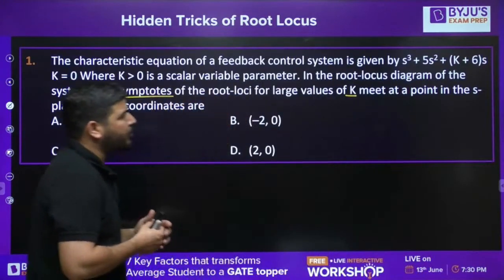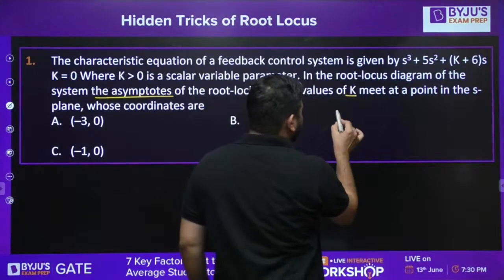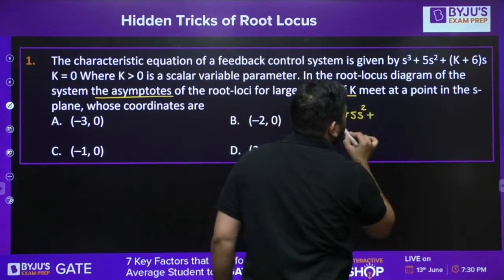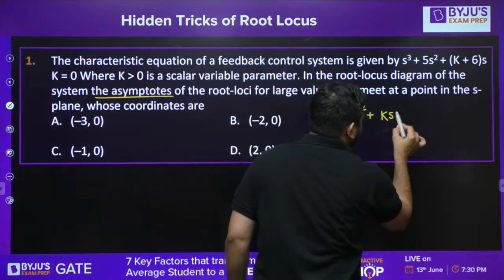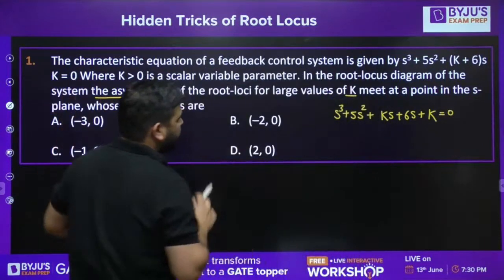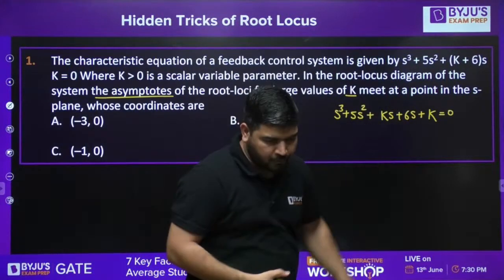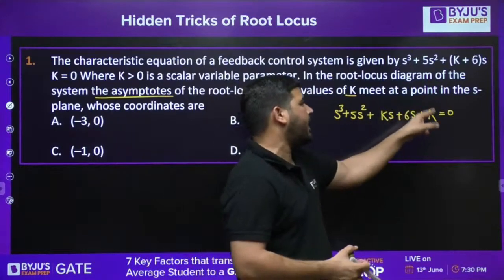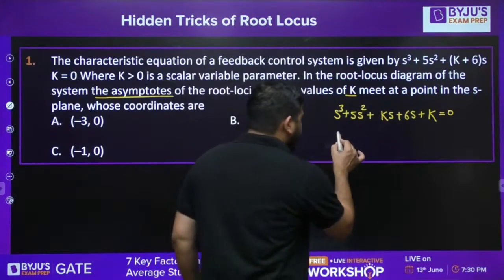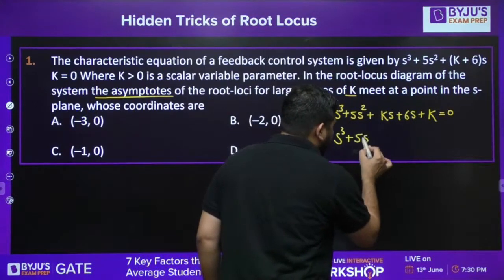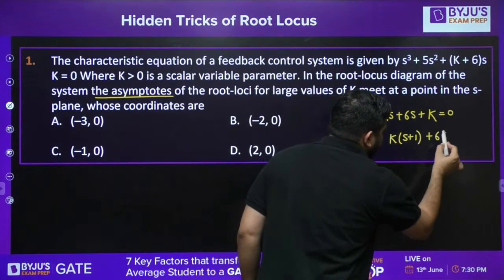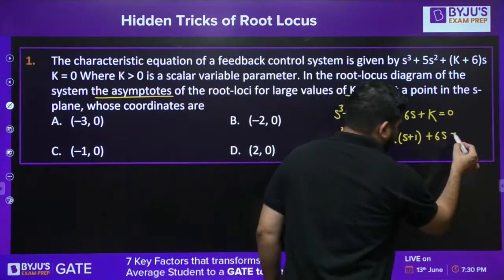Now, how to calculate the centroid point? First of all, if you look at the characteristic equation, it is s cube plus 5s square plus ks plus 6s plus k equal to 0. The thing is, k is appearing at two different places. Let's combine it. If you combine it, you'll get s cube plus 5s square plus k into (s plus 1) plus 6s. This is the characteristic equation.